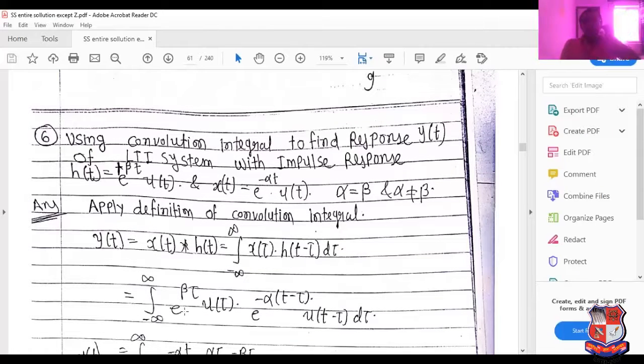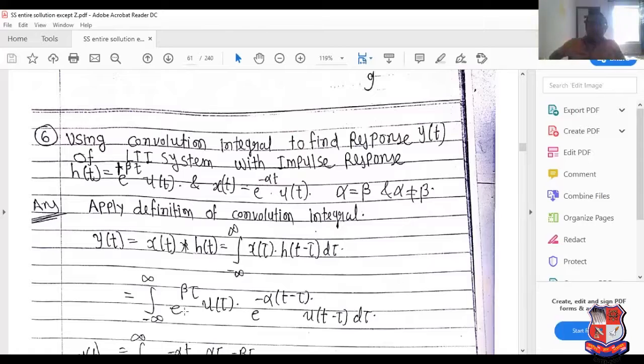Second example, using the convolution integral, find the output response y of t of an LTI system with impulse response h of t equal to e raised to beta t u of t, and x of t equal to e raised to minus alpha t u of t, where alpha equal to beta and alpha not equal to beta.